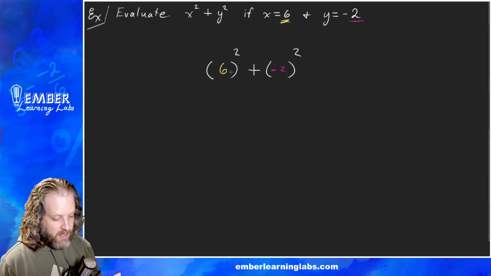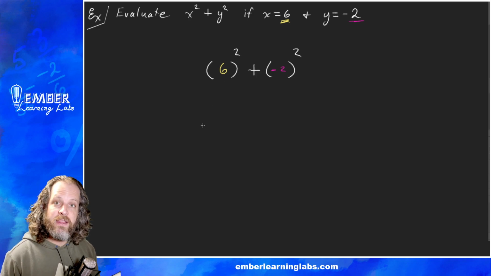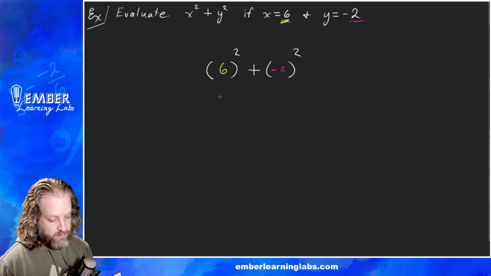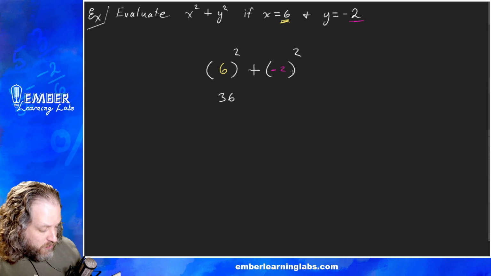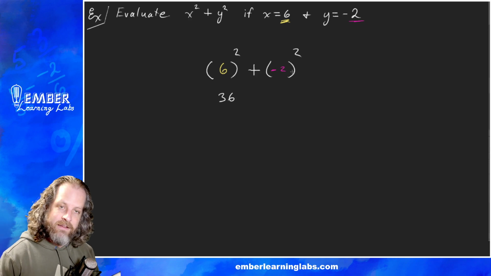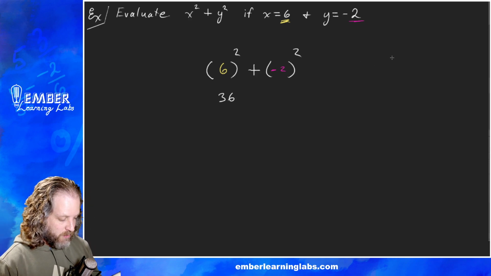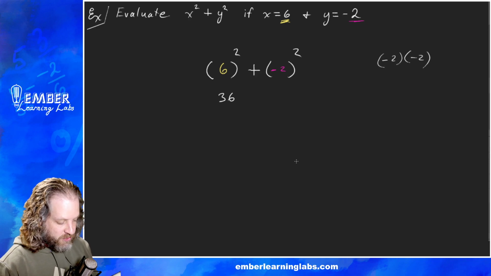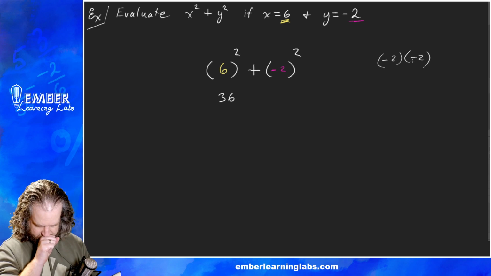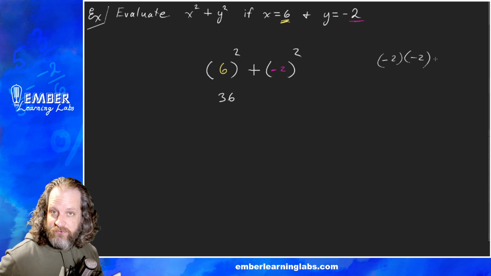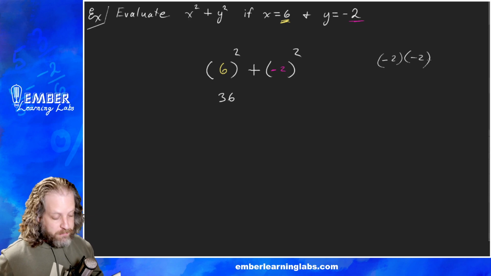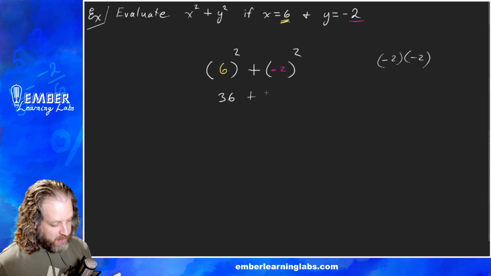So 6 squared, what would that be? That would be 6 times 6, which of course is 36. And then plus (-2) squared. Now, I'm going to make a little aside about why this is important. If we have (-2) squared, a -2 times a -2 is a positive 4, because a negative times a negative is a positive. So this is going to come out to plus 4.